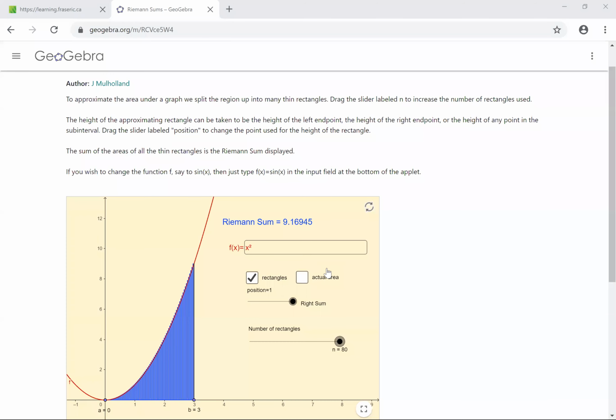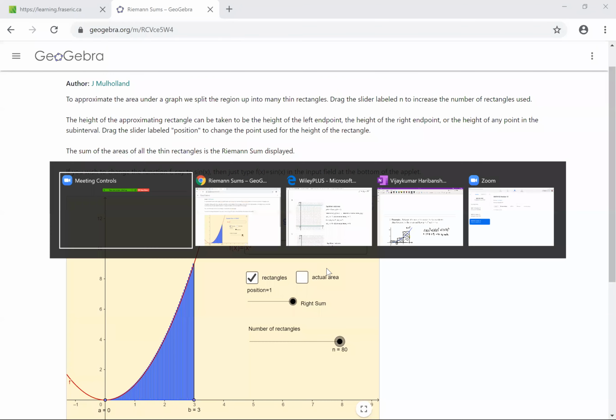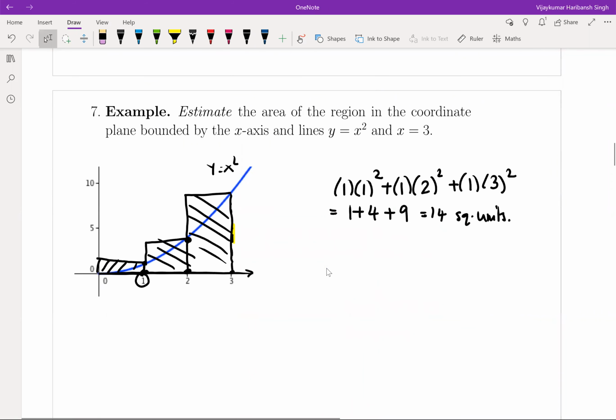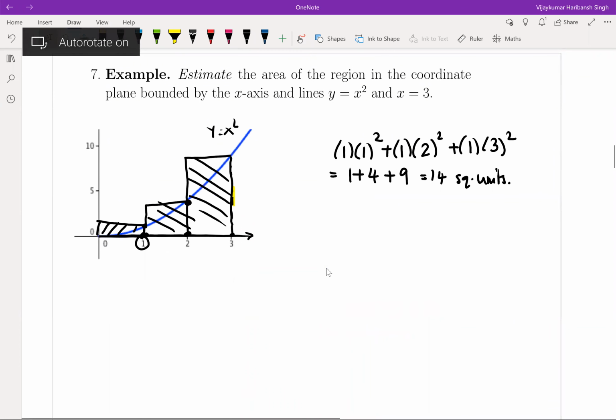So now let's move ahead and try to do the same thing here. What we'll do is, instead of 3 rectangles, we'll have more than 3 rectangles and see what estimate we get for the area. So again, I'll draw the same thing.